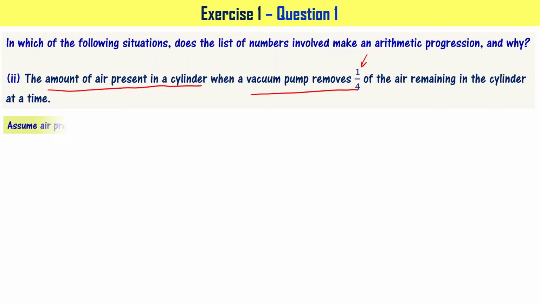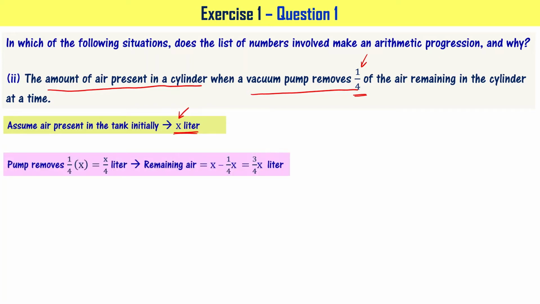So to begin with, let me assume that the air present in the tank initially is X liters. You have X liters of air present in the tank initially. Okay. Now you are operating a pump. Once you operate a pump, it is going to remove 1/4 of the air present in the cylinder, right? It means how much is the pump going to remove? 1/4 of X, that is X by 4 liters. If the pump removes X by 4 liters, what is the remaining air? Remaining air is going to be X minus 1/4 X, right? That is 3/4 X liters, right?